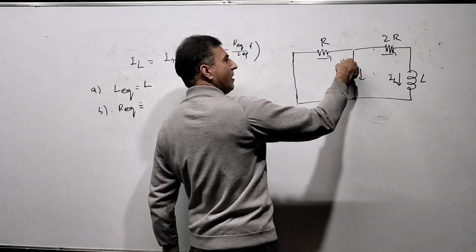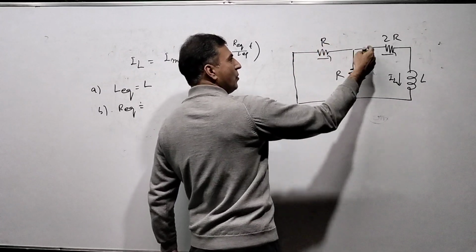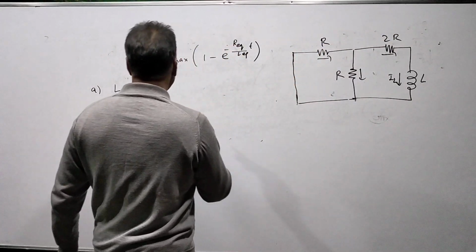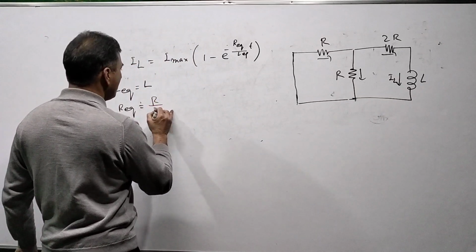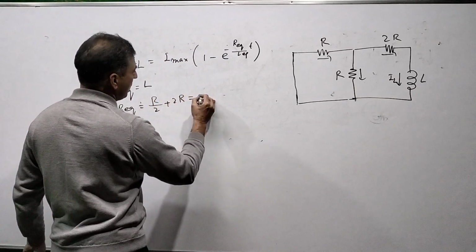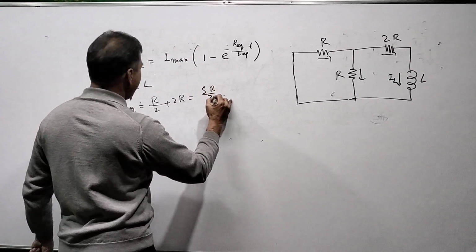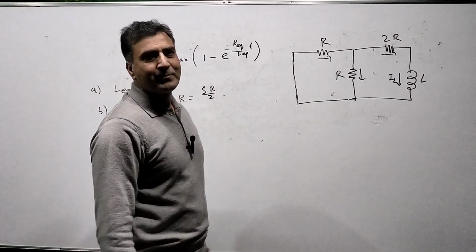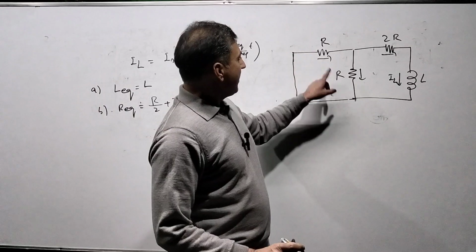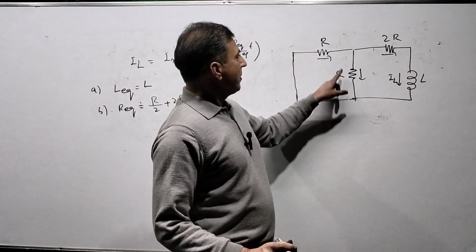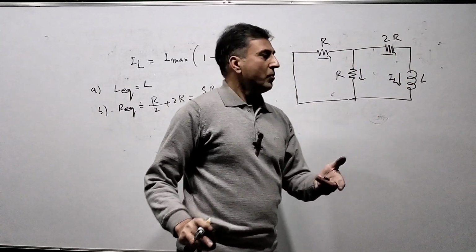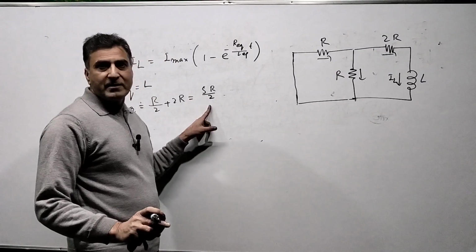पहले इनको कंबाइन करो, R और R, that is R by 2, और फिर 2R के साथ सीरीज में, वो हो जाएगा R by 2 plus 2R is equal to 5R by 2. तो आपको R equivalent मिल गया. So simple. R and R, they are in parallel, R by 2, and with this 2R in series, so that is 5R by 2 is the resistance.